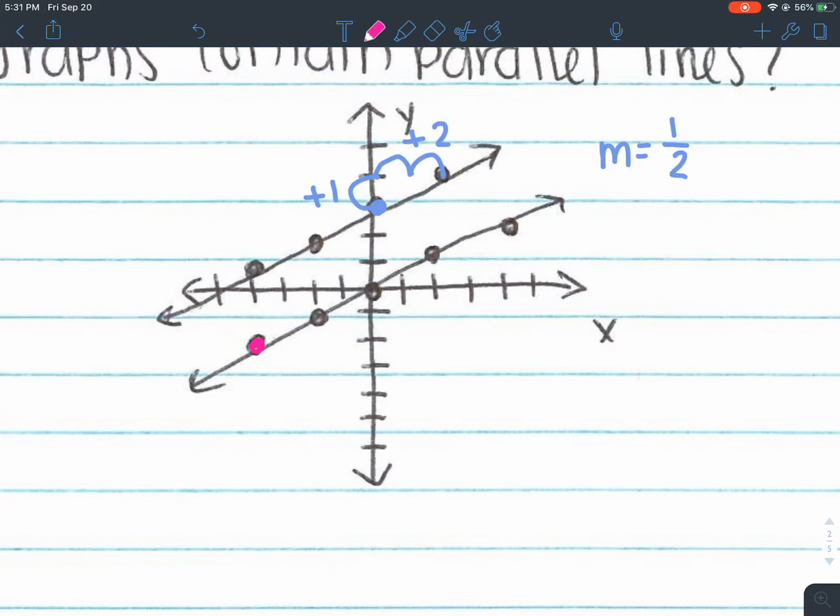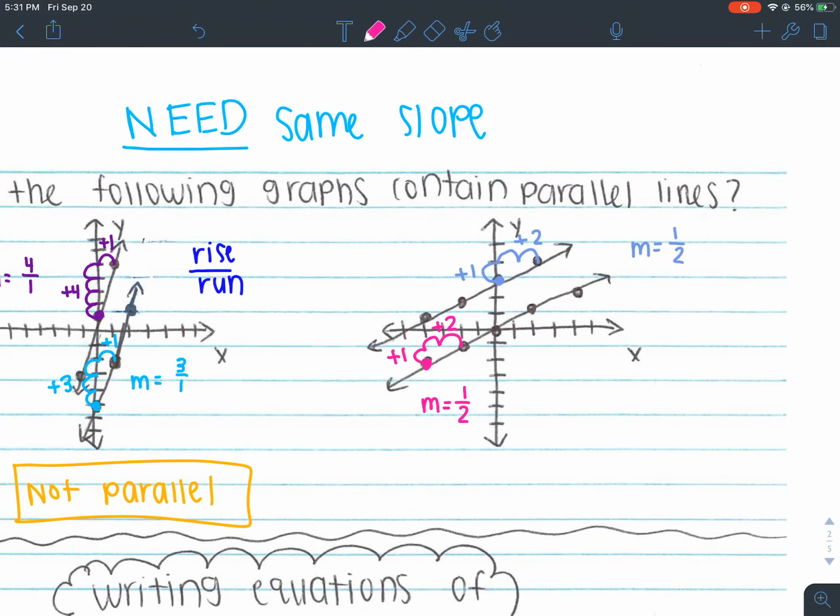And I'm going to rise with this point down here for my other line. Remember, you're checking for two different lines. You're going to rise 1, and you're going to run positive 2. So my rise here was 1, and my run was 2. Remember, it's always rise over run.